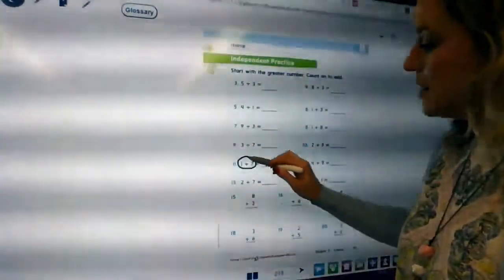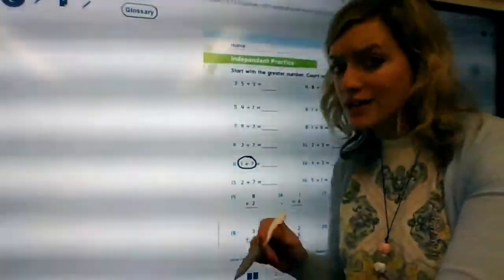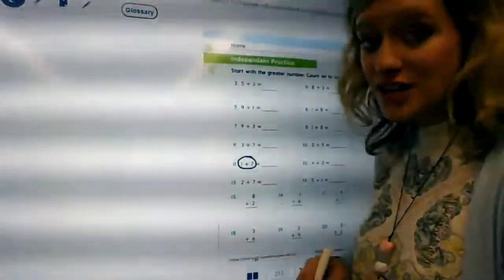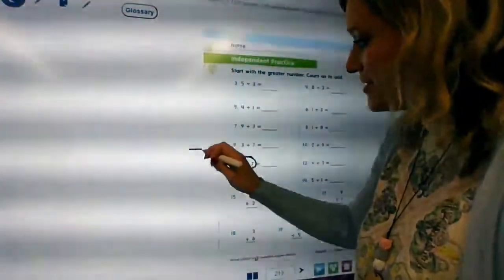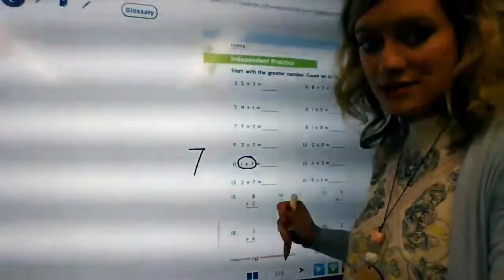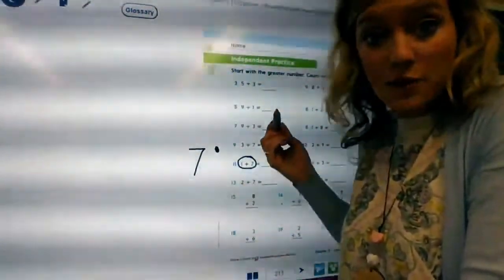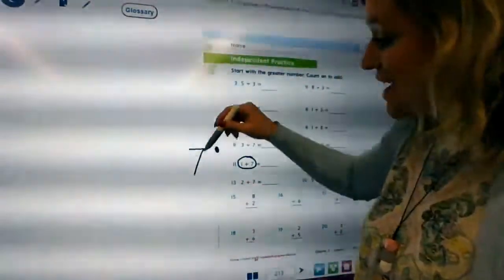So let's find the tricky one. Let's do this one right here. Number 11, so I'm on number 11, okay? Because it says 1 plus 7. What number is bigger, 1 or 7? 7 is bigger, so we're actually going to change the order of it, and we're going to start with the number 7. How many more am I counting on? I'm counting on 1 more. So here we go. I go 7, 8. I only need 1 dot, right? Or you could draw a stick or whatever you like next to it. 7, 8.